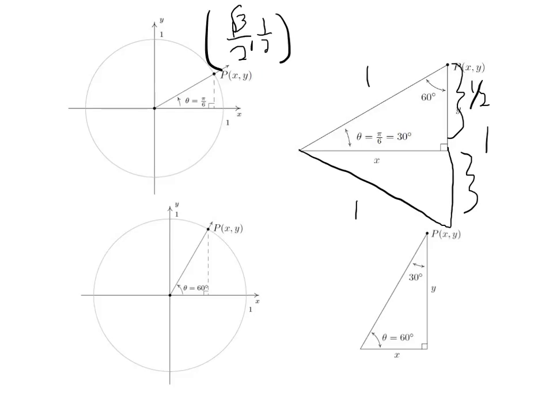Equivalently, if they're asking about 60 degrees, here's our 60. Again, same technique. We just make an equilateral triangle. So that's 1, that's 1, that's 1. That makes that 1/2. And then you use the Pythagorean theorem to find the other part. So for 30, 60, 90, and 45-degree angles, the sine and the cosine can actually be found with geometry.